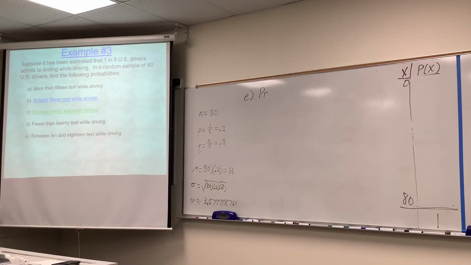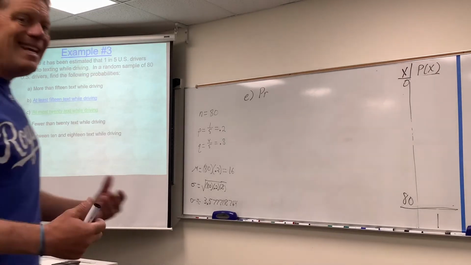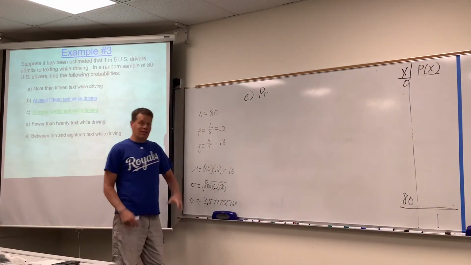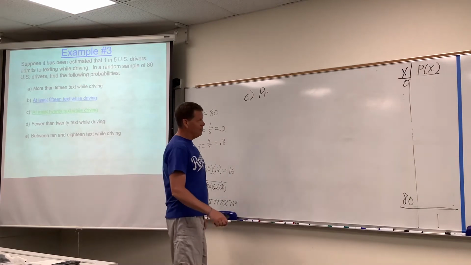Here we are, guys. Example 3, parts E and F. This again is the normal approximation to the binomial distribution. Ooh, I love those fancy math words.